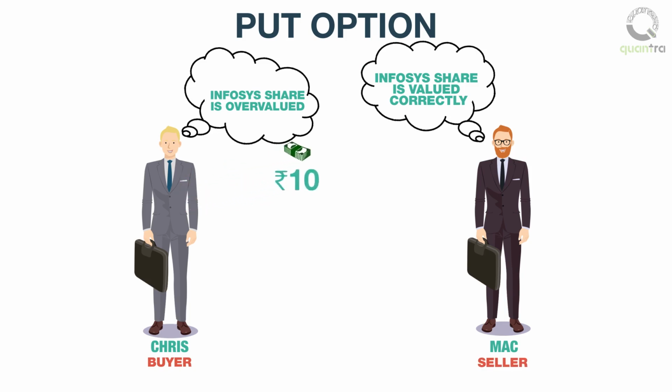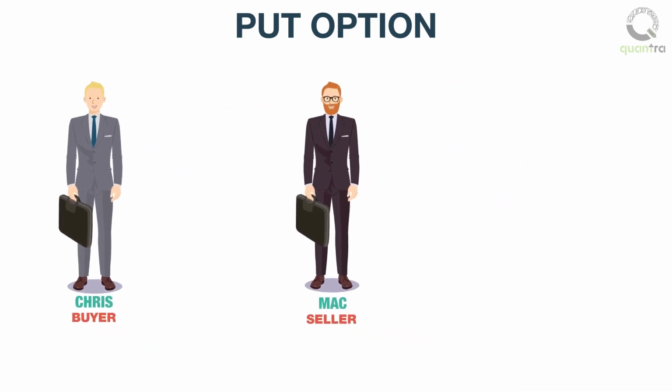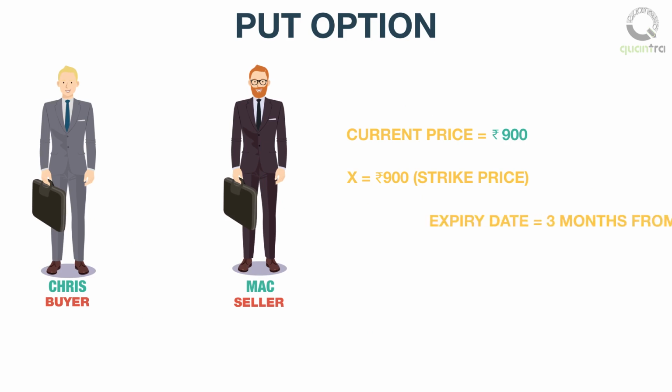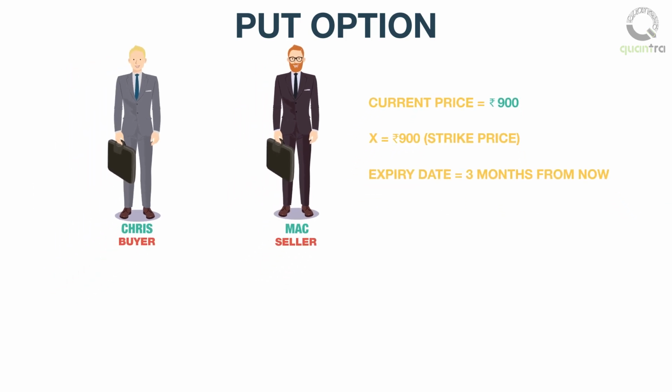To buy the option contract, Chris pays a premium of 10 rupees to Mac. Let the strike price, X, be 900 rupees and the time to expiry, or exercise, date be 3 months from now. Now, let us understand the effect of the underlying price on the profit and the loss for both Chris and Mac. Suppose the stock price drops to 800 rupees.